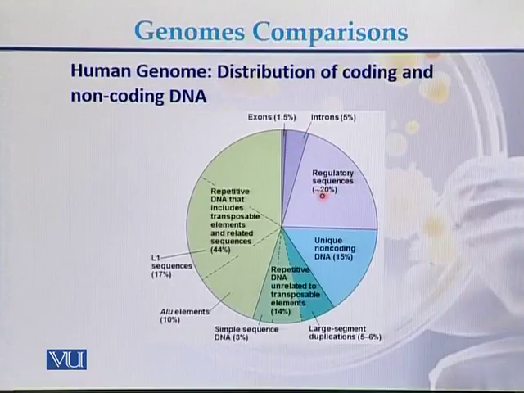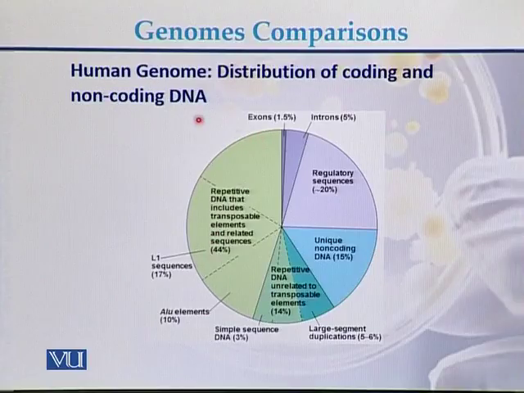Approximately 20% of the human genome is regulatory sequences. Unique non-coding DNA is 15%, there are large segment duplications that can be up to 5%, and simple sequence DNA is 3% of the genome. ALU elements are 10% of the genome, and L1 sequences are 17% of the genome.